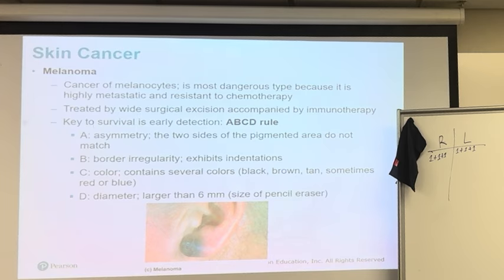And then color contains several colors: black, brown, tan, sometimes red or blue. Okay, so if you see discoloration in your body, in your skin, that's also an indication. And the diameter larger than 6 millimeters. If it is larger than 6 millimeters, then you probably have to go see a doctor. If you have any bump on your body, if there are signs like with the ABCD rule, that's probably an indication of cancer, and definitely you should go see a doctor as soon as possible.